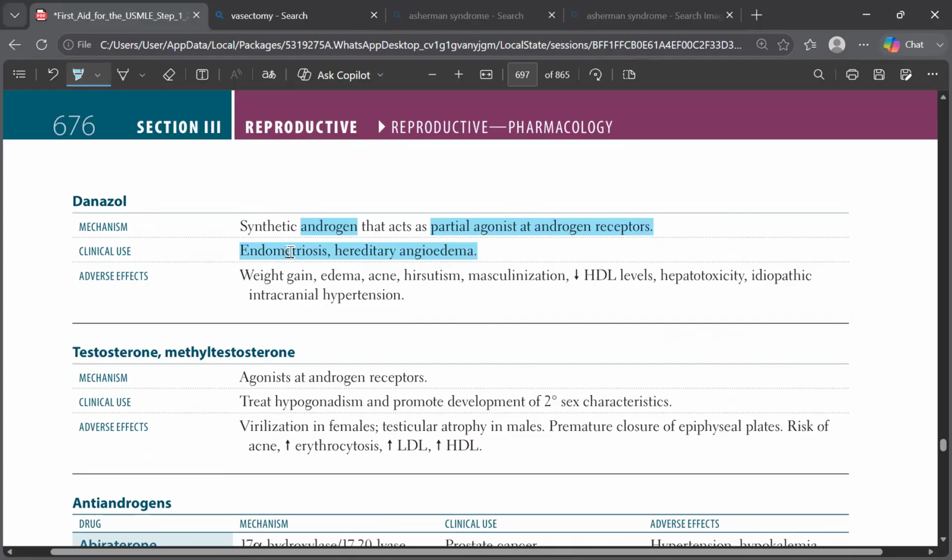The adverse effects are that it can cause weight gain, edema, acne, hirsutism, masculinization because of its androgenic-like effect, decreased HDL levels, hepatotoxicity, and idiopathic intracranial hypertension.